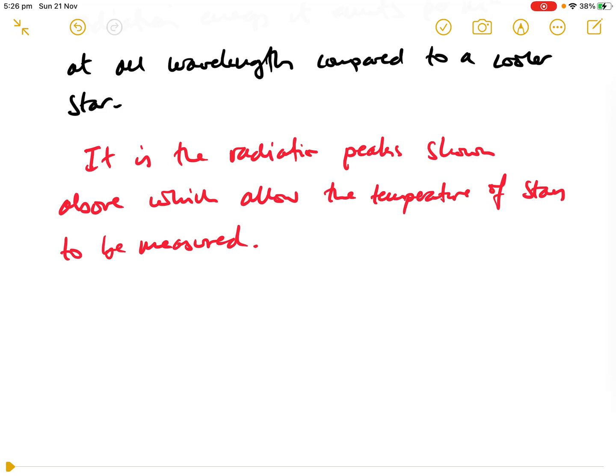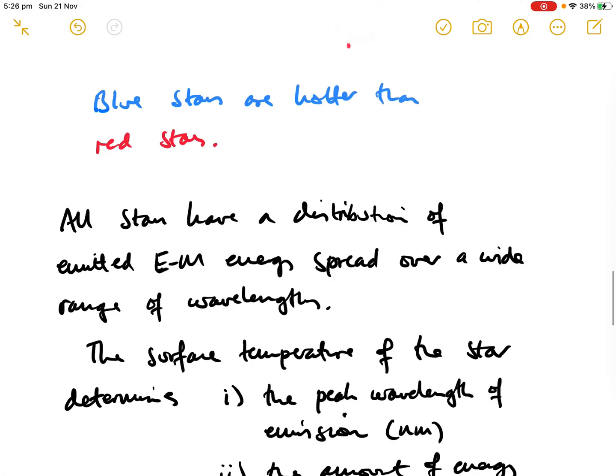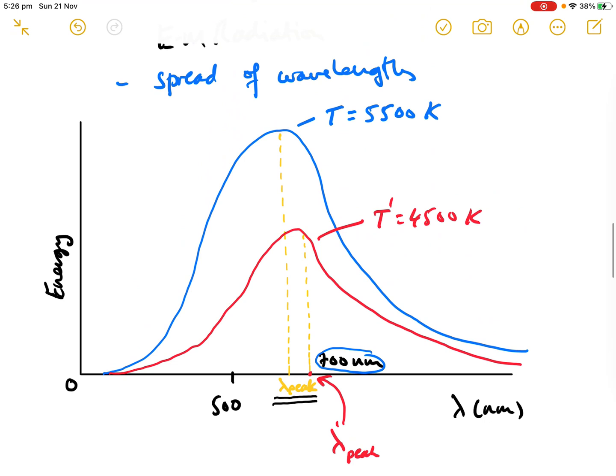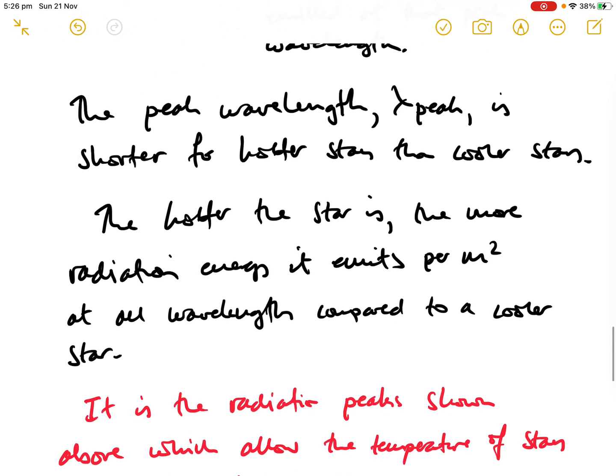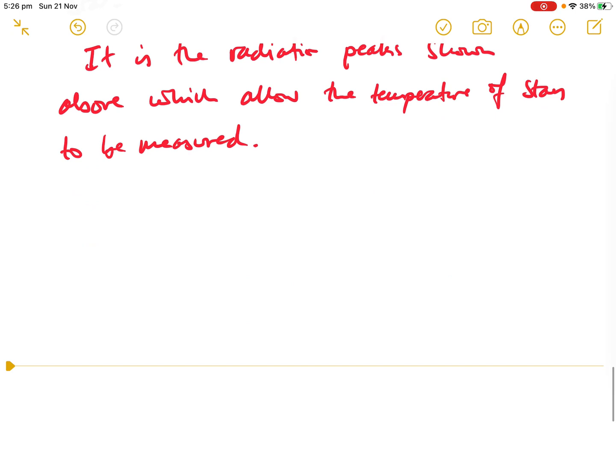So if you've ever wondered how we know what the surface temperature of the sun is, we know it's around about, what, 5,800 Kelvin. How do we know that? Because when we observe all the radiation coming off the sun, we plot this graph of the energy against the wavelength, and it peaks in such a way that it corresponds to a 5,500 K gas, and we can replicate that on Earth, you see, to confirm that.